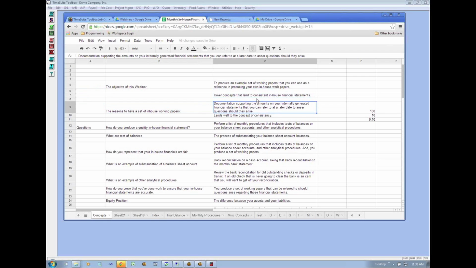Okay. So the reason to have a set of in-house working papers is documentation supporting the amounts in your internally generated financial statements that you can refer to at a later date to answer questions should they arise. So it's basically the support for your conclusion. If, let's say, you made $10,000 last month, or $100,000 last month, how did you get to that conclusion, and how do you substantiate that conclusion? This is basically your support for that conclusion, and it shows that you've done the work to try to ensure that you've got accurate financial statements.